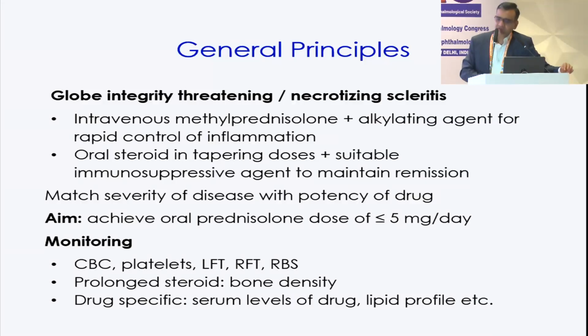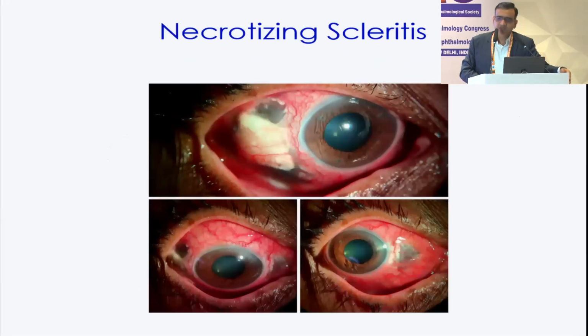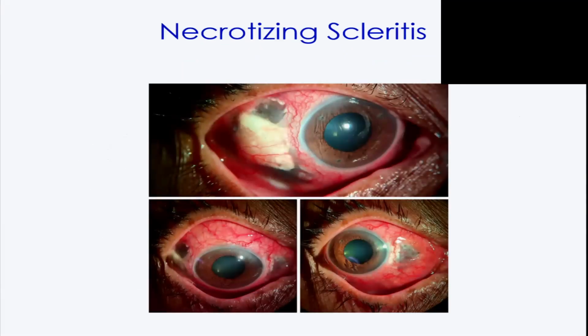Drug-specific serum levels are needed, as Dr. Syed was alluding to, for T-cell inhibitors, cyclosporin and tacrolimus, but this is only when you use them in very high doses, the doses that are typically used to prevent organ transplant rejection. For the doses that we need in the eye, there is some literature to suggest that you need not monitor the serum levels. So I'll come to, for example, this case, as I was saying, here the globe integrity is threatened.